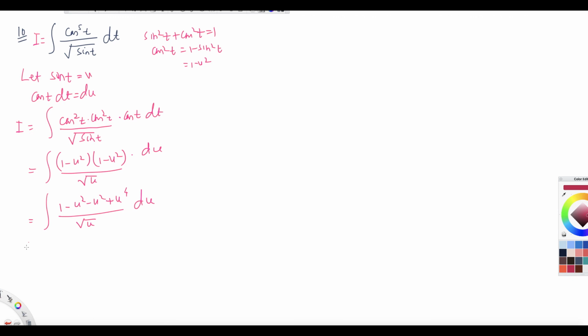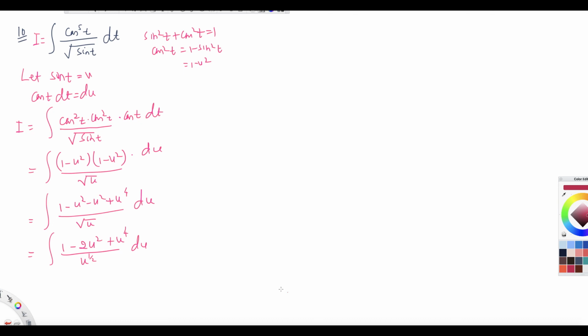Does that make sense? So if you simplify this, you will get 1 minus 2u squared plus u to the fourth over, what I'm going to do is write u to the 1/2, and then du. Just trying to simplify, okay? Just the simplification. Now you know that we don't have a quotient rule for the integral.